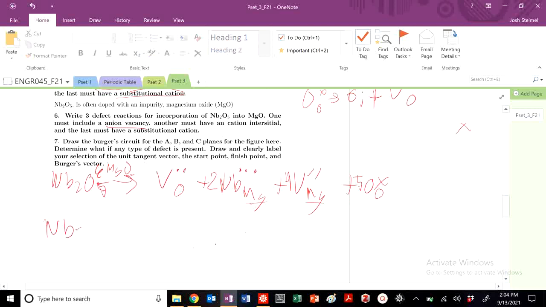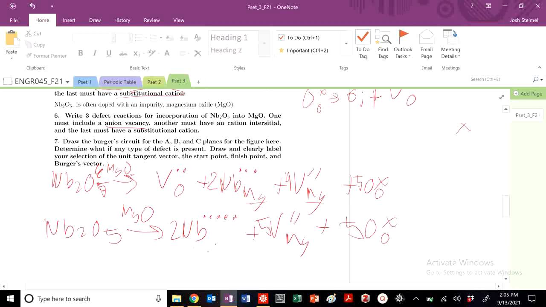So Nb2O5, MgO. I need a cation interstitial, so niobium. Again, 1, 2, 4, 5. Plus, I'm going to do vacancy in Mg. 2, so I need 2 here, I need 5 here. Good. Oxygens, so I could just need that. So I could just do here. I could just do 5 oxygen, oxygen X. So I'm fine across. I'm fine with charge balance.